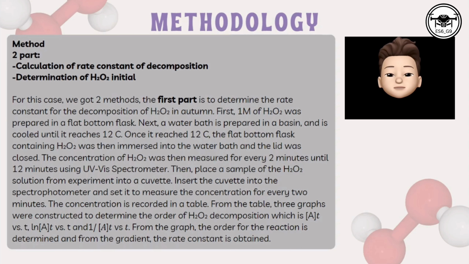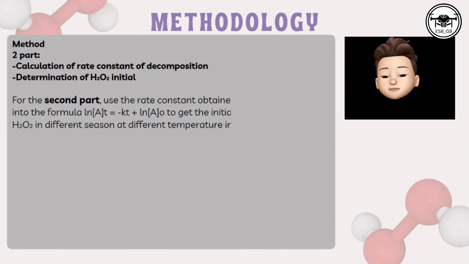Then, place a sample of the H₂O₂ solution from the experiment into a cuvette. Insert the cuvette into the spectrophotometer and set it to measure the concentration every 2 minutes. The concentration is recorded in a table. From the table, 3 graphs were constructed to determine the order of H₂O₂ decomposition. From the graphs, the order for the reaction is determined, and from the gradient, the rate constant is obtained. For the second part, use the rate constant obtained before and insert it into the formula ln At = -kt + ln A0 to get the initial concentration of H₂O₂ in different seasons.